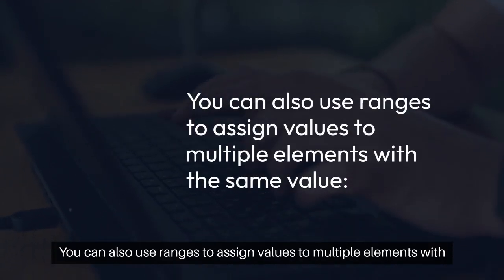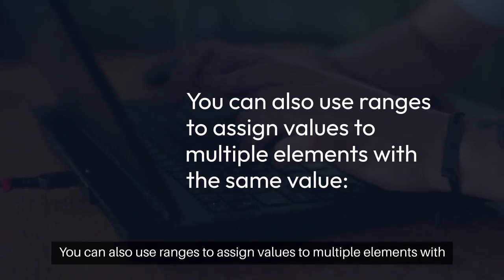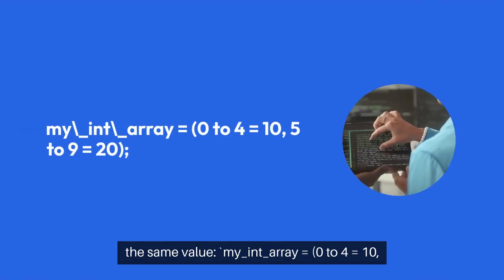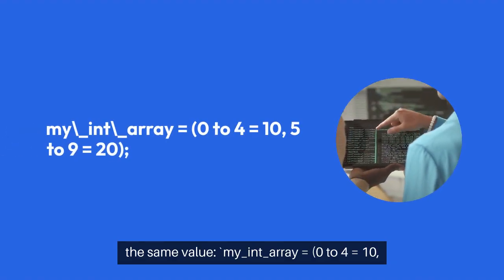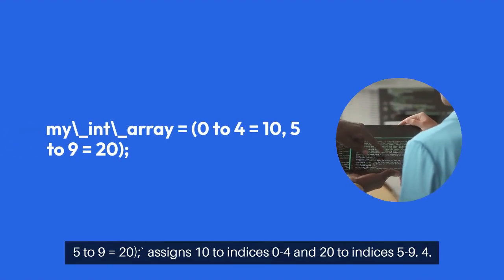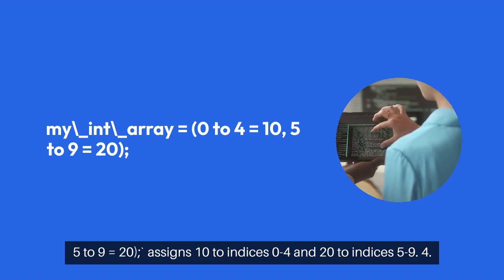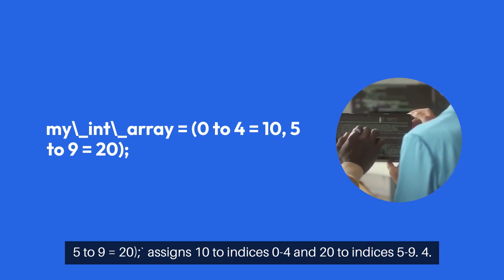You can also use ranges to assign the same value to multiple elements. myIntArray <= (0 to 4 => 10, 5 to 9 => 20) assigns 10 to indices 0 to 4 and 20 to indices 5 to 9.